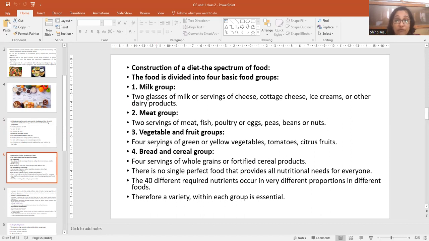And the vegetable and fruit group, 4 servings of green or yellow vegetables, tomatoes, citrus fruits, etc. And the bread and cereal group, where 4 servings of whole grain or fortified cereal products can be given. There is no single perfect food that provides all nutritional needs to everyone. There is no magic food like that. The 40 different required nutrients occur in very different proportions in different foods, and therefore a variety within each group is very much essential.